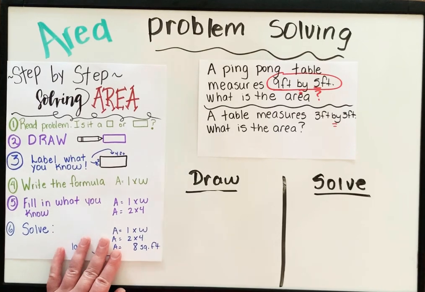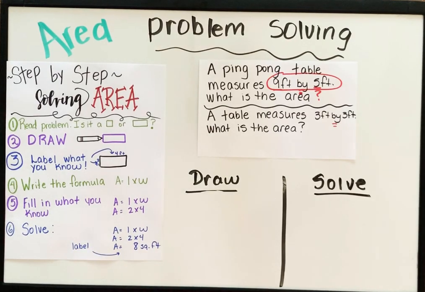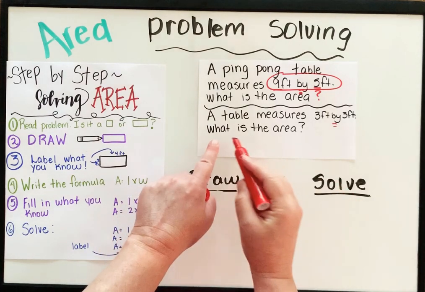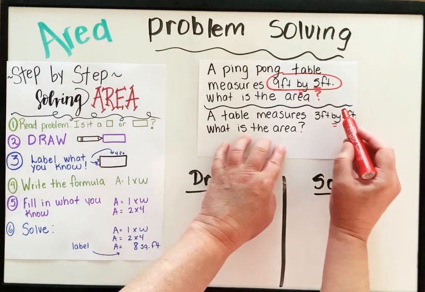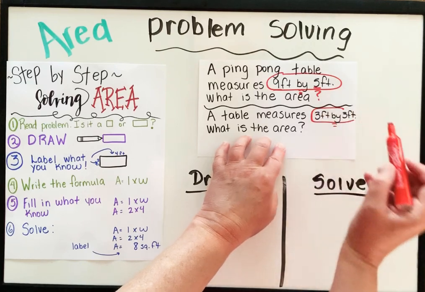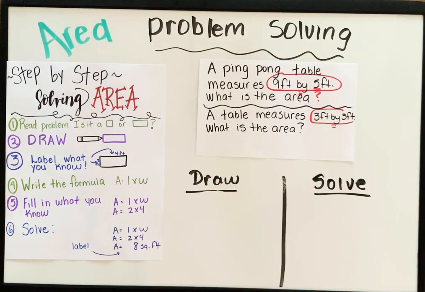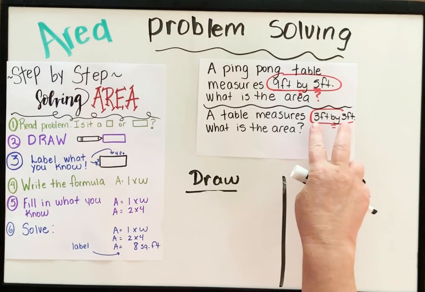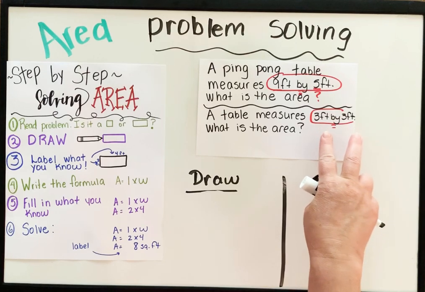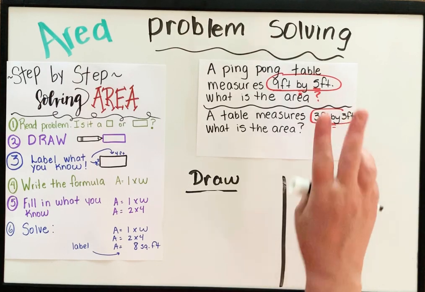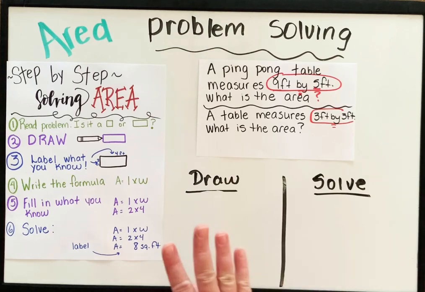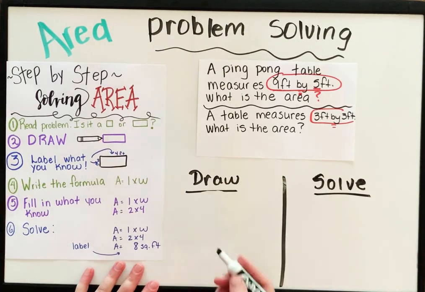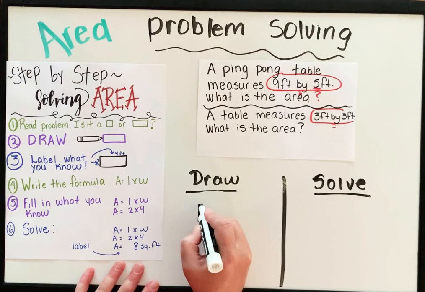Again, we're going to draw it and solve it. So my second problem says, a table measures 3 feet by 3 feet. What is the area? So here, I don't have the words length, width. I don't have the word side. I have my dimension word of by, 3 by 3. But I have 2 numbers, and those 2 numbers can tell me what I'm working with. And if you can see 3 and 3, those are the same. So what do you think that's going to be, a square or a rectangle? Yep, that's going to be a square.